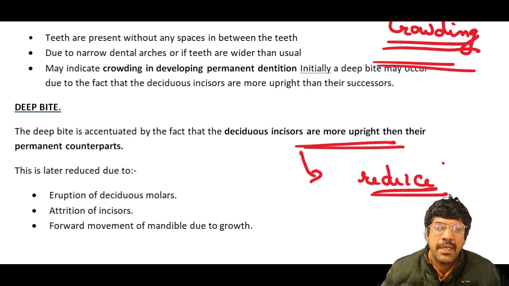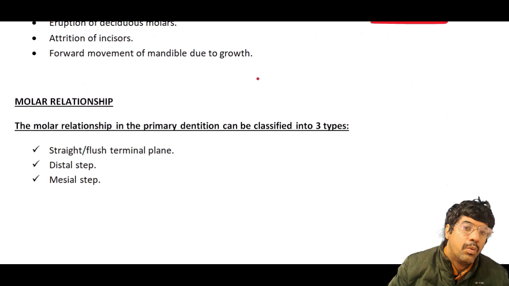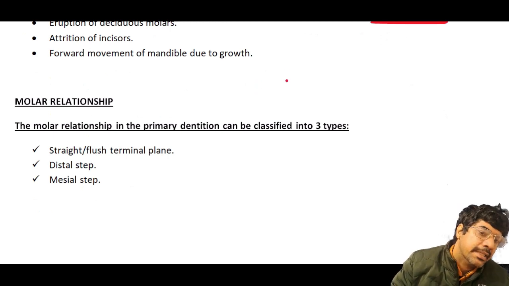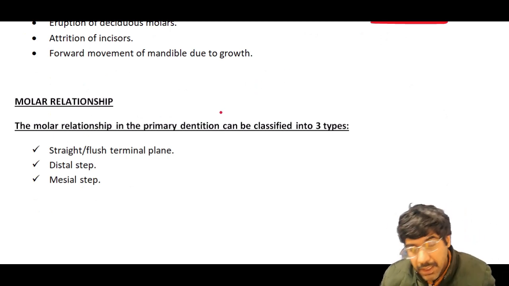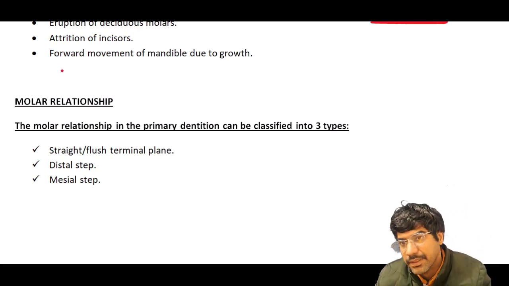First of all, the eruption of the deciduous molars and wear of the incisors can contribute to reducing the severity of the deep bite. Additionally, as the mandible grows forward with natural facial growth, it can help in reducing the deep bite by changing the relation between the upper and lower teeth. Now, what are the molar relations that could be seen in the primary dentition? They can be flush terminal, distal terminal, or mesial step.